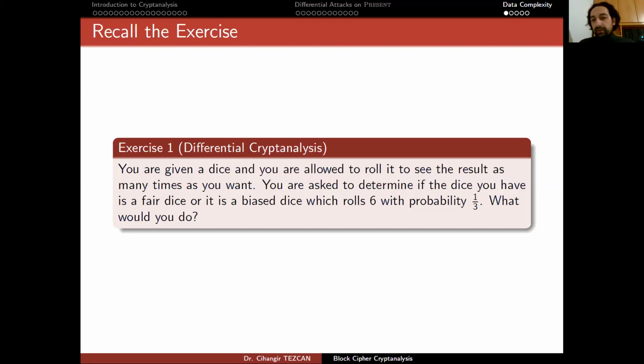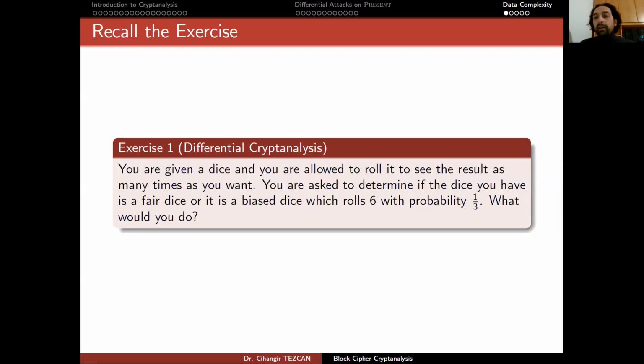Or if you see 12 times, you will say that it is a fair dice because it is closer to 10 than 20. But the question is, what would you say if you observe 6 15 times, because 15 is equidistant to 10 and 20? So now you cannot distinguish which one it is.